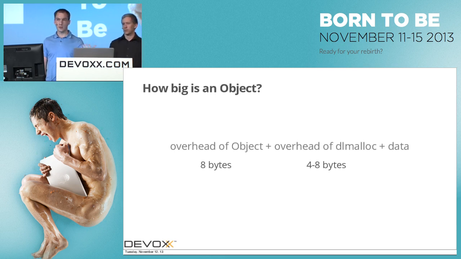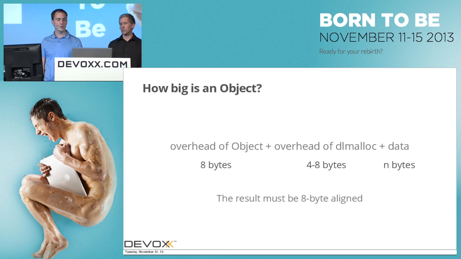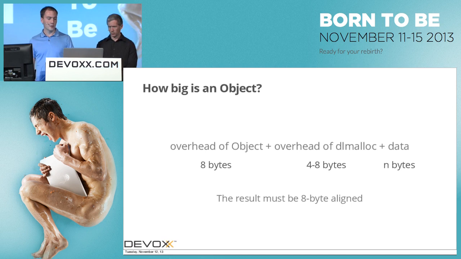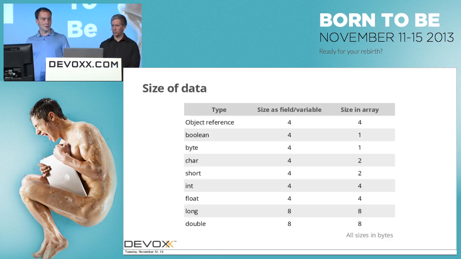And then your data, it will depend on what you're doing. Every allocation in Dalvik must be 8-byte aligned. So at the very minimum, you will have a 12-byte allocation for an object, and because it has to be aligned, you will use 16 bytes. So here are the sizes of different types in Dalvik. And as you can see, everything except a long or a double will take 4 bytes. So if you declare a Boolean as a field in a class, you're not using 1 bit, you're using 4 bytes. You're using 32 bits. Same thing for byte and char. Everything is 4 bytes except longs and doubles, which are 8 bytes.